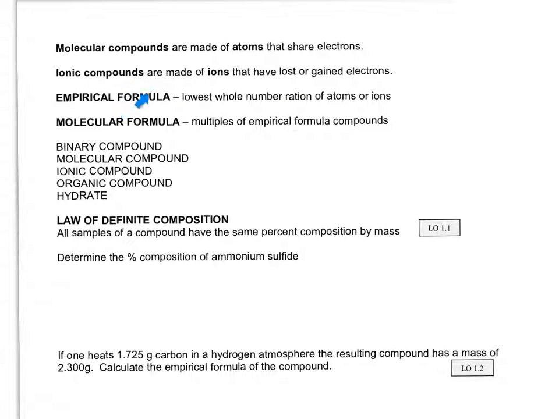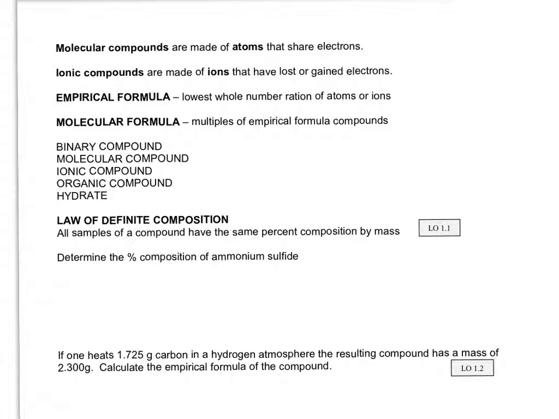If you have a compound, you can get the empirical formula for it, which is your lowest whole number ratio, I should say ratio of atoms or ions. If you have a molecular formula, that means it's multiples of the empirical formula. So when we write a chemical formula, that's the molecular formula. That's the actual true formula for your compound. An empirical formula is a simplified version of the real formula.